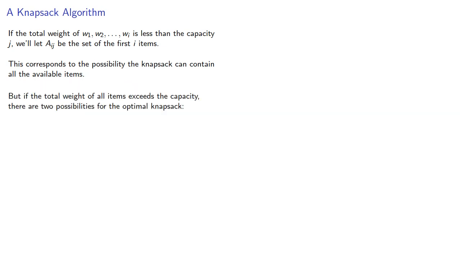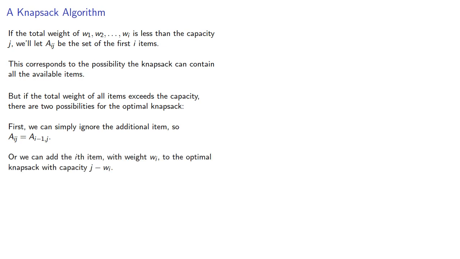But if the total weight of all items exceeds the capacity, there are two possibilities for the optimal knapsack. First, we can simply ignore the additional item, so A(i,j) is A(i-1,j). That is to say, the optimal knapsack where we have i-1 items and capacity j. Or we can add the ith item with weight wi to the optimal knapsack with capacity j minus wi. So A(i,j) is that set together with the ith item.